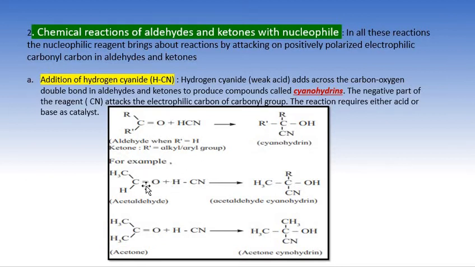Like one example, when acetaldehyde is added with HCN, the negative part, that is CN, will go to carbon and H will be bonded to oxygen, forming acetaldehyde cyanohydrin. Similarly, HCN will be added to acetone to give you acetone cyanohydrin.